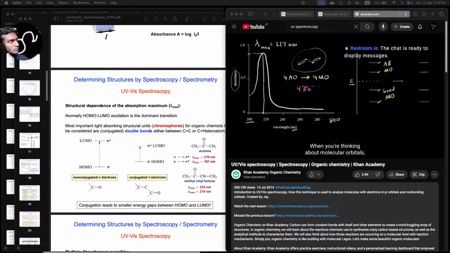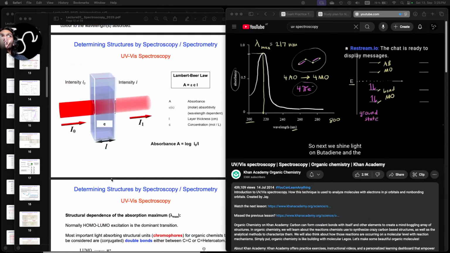When thinking about molecular orbitals, you can think about electron configurations. We have 4 electrons, and we put them in the lowest energy orbitals first, and we pair our spins. So 2 go into this bonding molecular orbital, and 2 into this bonding molecular orbital. The 4 pi electrons go into the bonding molecular orbitals in the ground state. So here's the ground state of butadiene, with the LUMO and HOMO. Next we shine light.